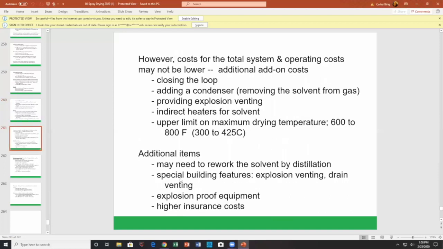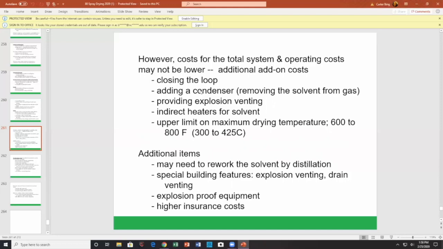Again, if you have a single solvent and solids, you just put it in a pot, make sure everything's stirred up, and draw a vacuum or heat it a little bit and have a condenser at the top, and away you go. You avoid spray drying altogether. You don't want to complicate things. You want to keep it simple. KISS principle, right? Costs for total system operating costs may not be lower.